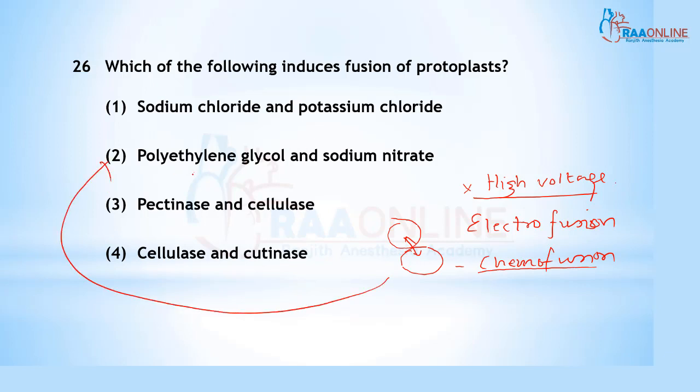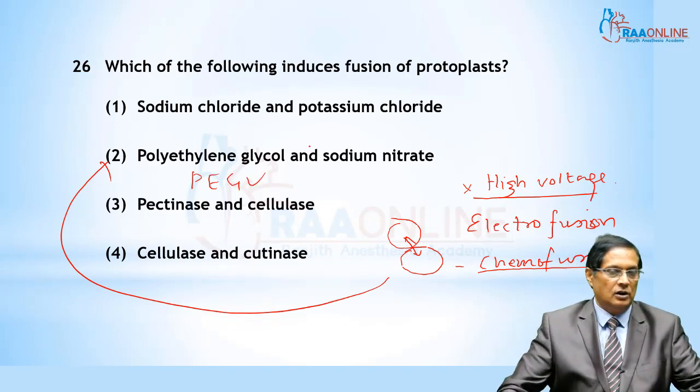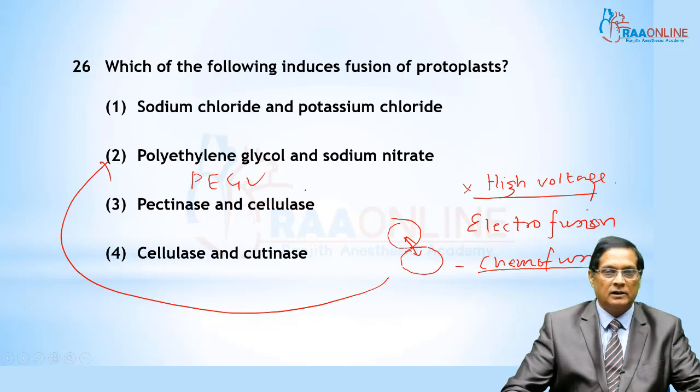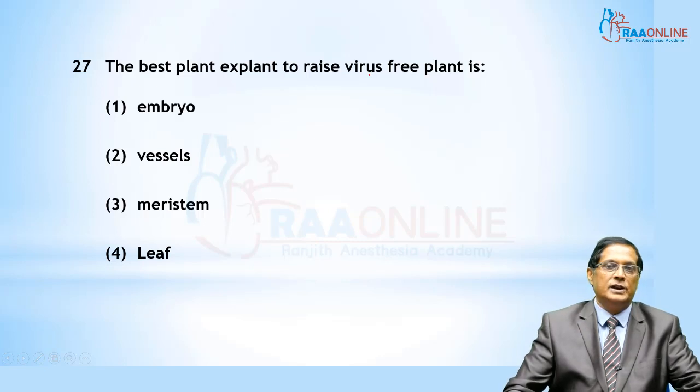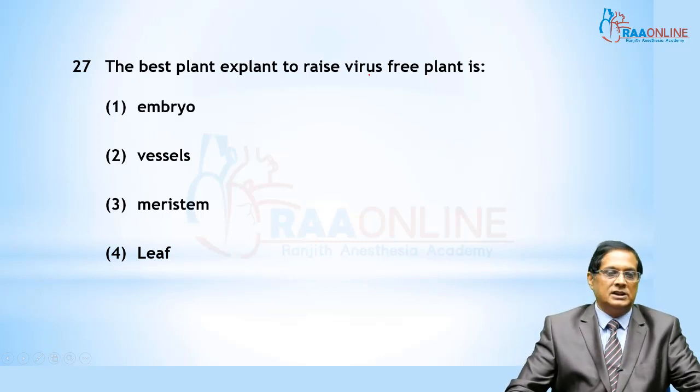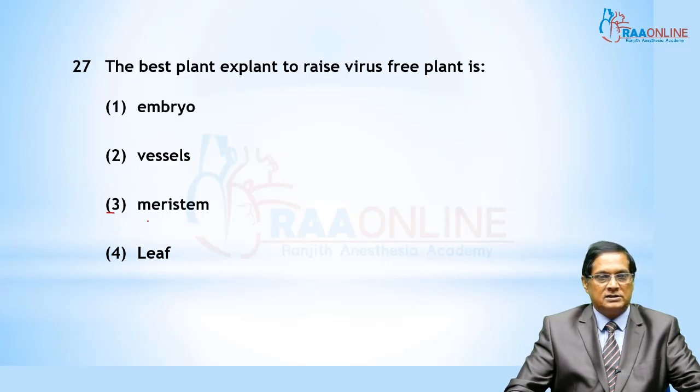The short form is PEG, polyethylene glycol. Question for pre-medical: polyethylene glycol is used for that purpose. And the best plant explant to raise a viral free, pathogen free plant is the meristem.